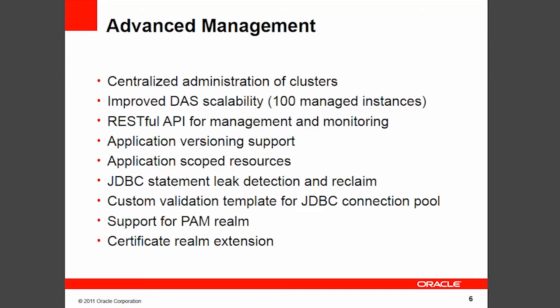The application versioning feature allows users to version their application during deployment. The application scope resources feature enables users to limit the scope of a resource to a deployed application. 3.1 also added improved JDBC monitoring and security features. These capabilities allow application clusters to be provisioned dynamically and/or upgrade, redeploy application to meet user demand without service interruption.